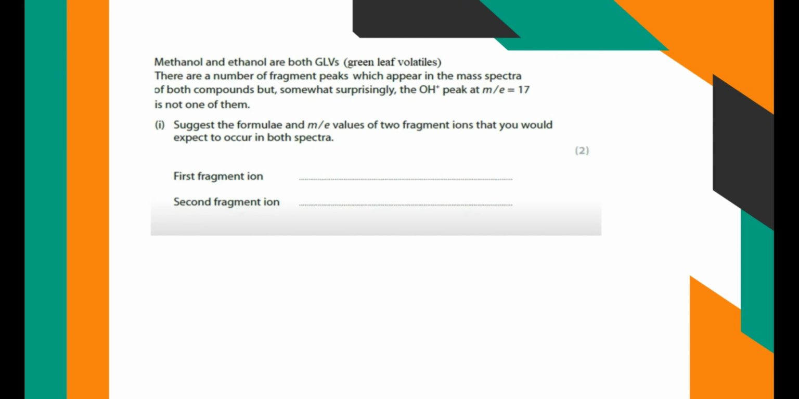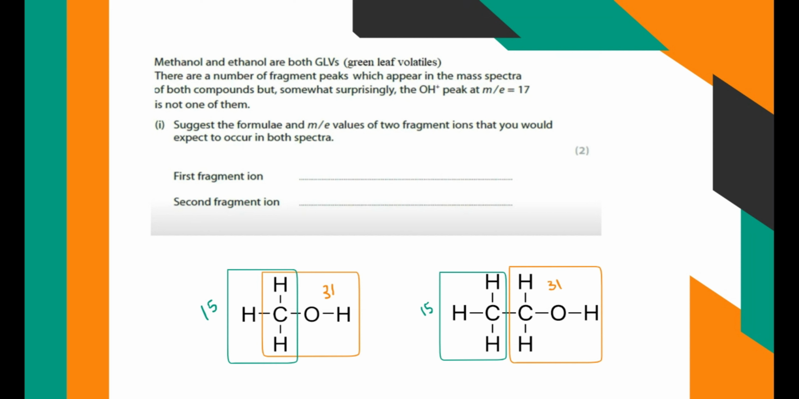So first we have to draw out the displayed formulas of ethanol and methanol and try to mark the same fragments in both molecules. So as you can see, both share these 2 fragments: CH2OH+ with mass 31 and CH3+ with mass 15. Remember to put the positive sign because it's an ion.